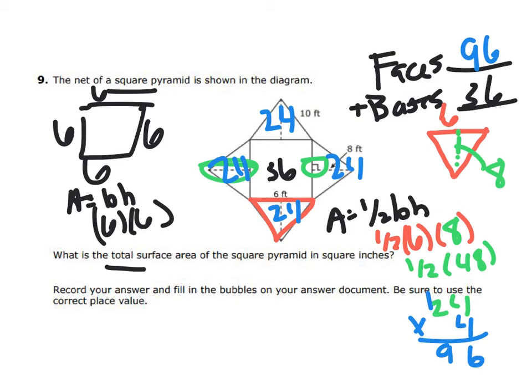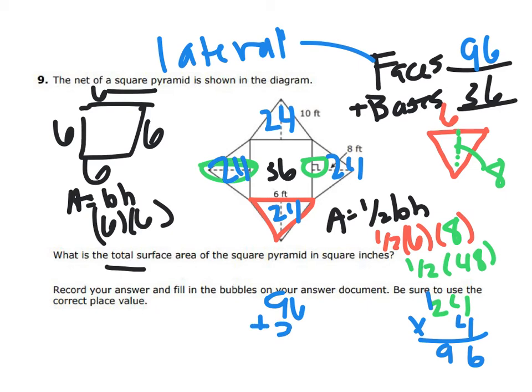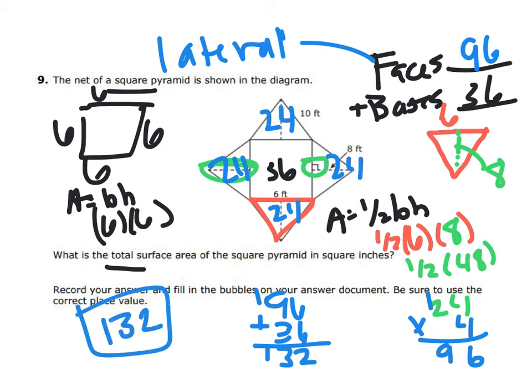Now, once we're done, we need to find the total. So I take my lateral, because remember, faces is lateral, and I add it to my base of 36. 6 plus 6 is 12. 9 plus 3 is 12. Plus 1 more is 132. So my answer should have been 132.